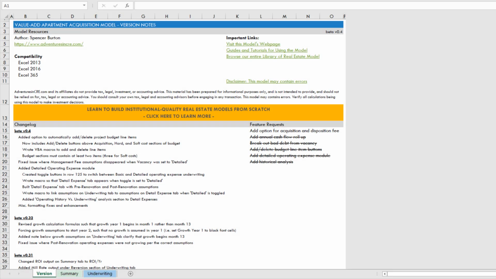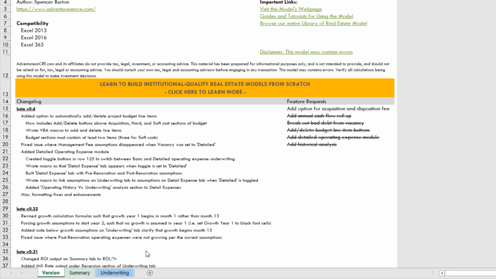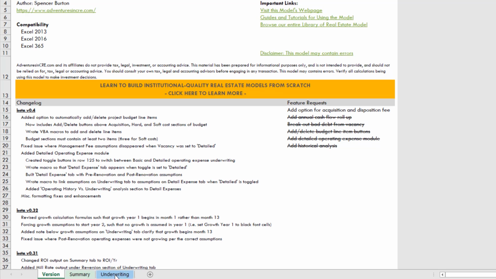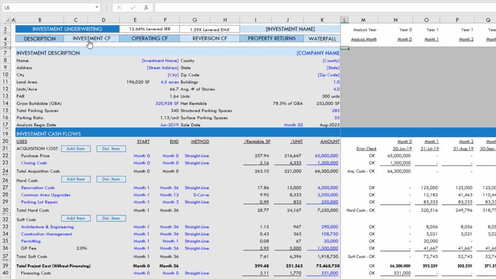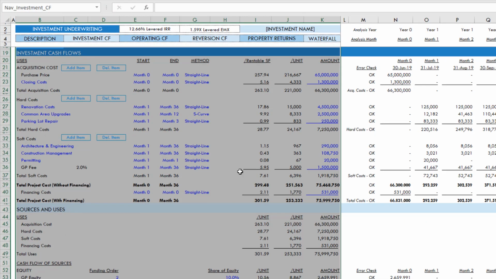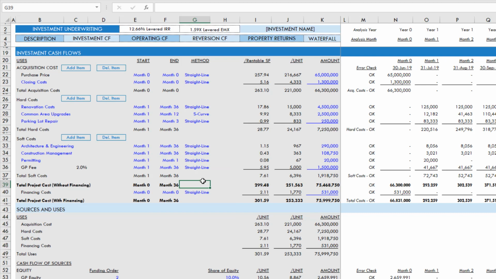So over the next few minutes, I'll show you how to model capital sources in our value add apartment acquisition model. Now I'm using beta version 040 of the model. The version you're using may be newer, and that's okay because the base functionality of the model should remain the same. Now what we'll do is head first over to the underwriting tab here, and then click this investment cash flow section, and we'll enter the investment cash flows.